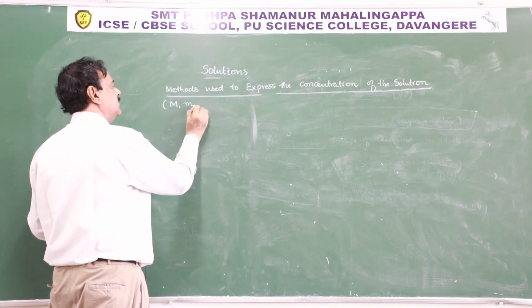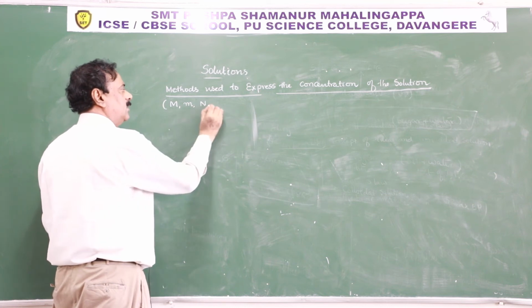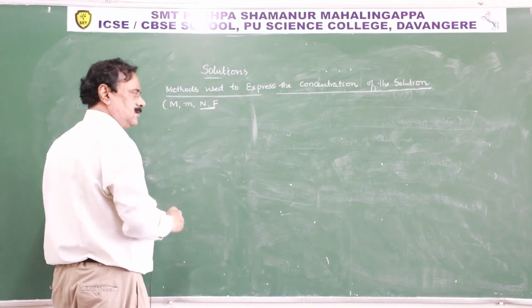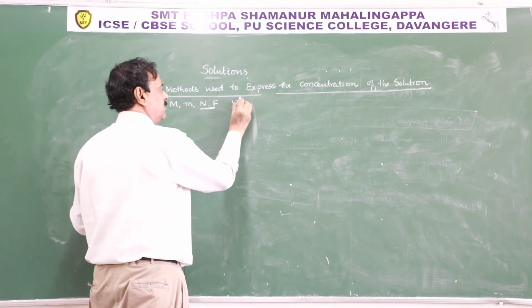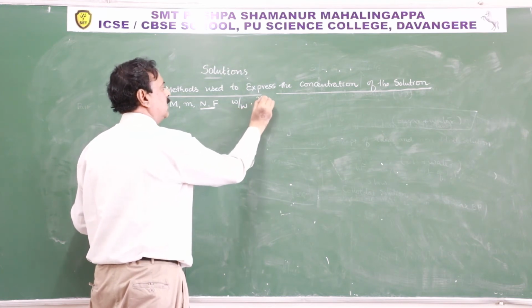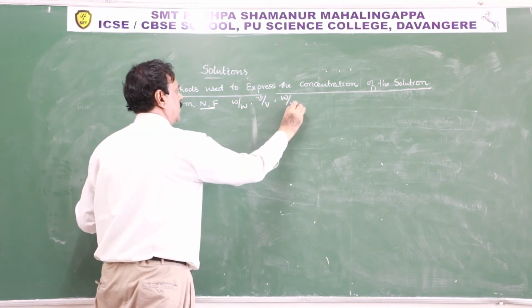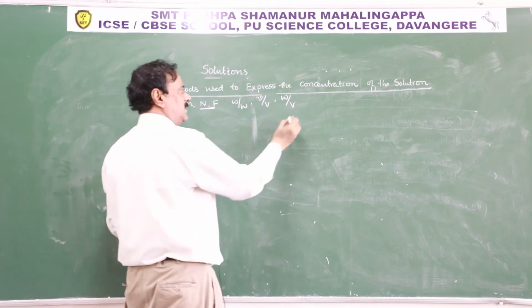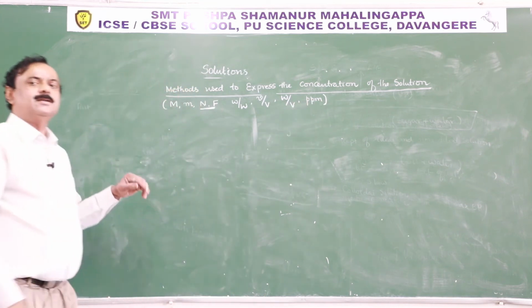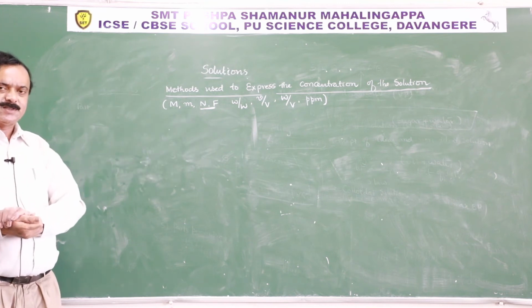In addition to this, we have another terminology, normality, and also another terminology, the formality of the solution. Then we have weight by weight percentage, or volume by volume percentage, or mass by volume percentage, and parts per million. These are the different methods used to express the strength or concentration of the solution.